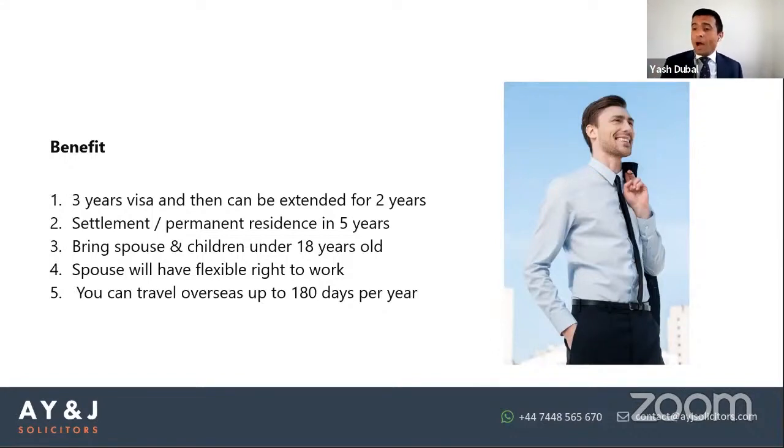You can bring your spouse and children under 18 years old to accompany you. And the spouse will have a very flexible right to work. And you can travel overseas up to 180 days per year, which is a very generous allowance. 180 days is like half of the time. If you stay in the UK half of the time, it's fine for you to get permanent residency.